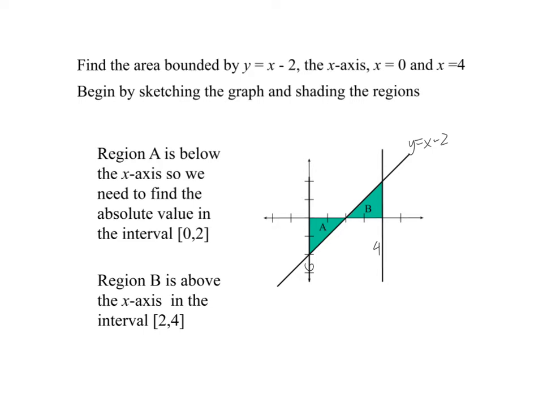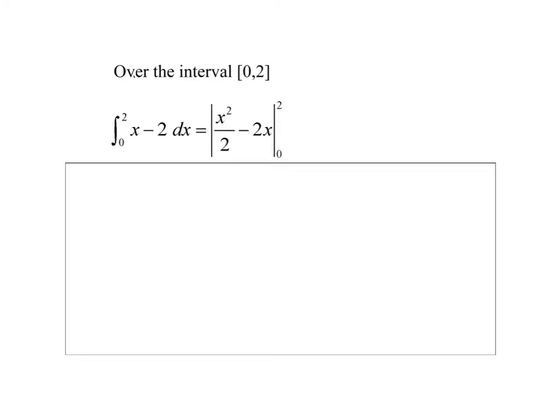We're going to do the integral from 0 to 2, and that'll be the negative one, so we're going to do absolute values on that one. And then we're going to do the integral from 2 to 4. That'll give us the two pieces, add them together. That should be our total area. So we'll break it apart.